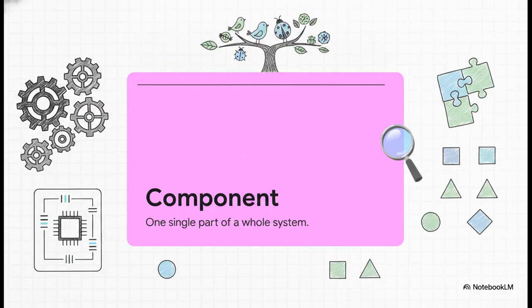Moving right along to question 2, which asks for the definition of a component. In the wild, an ecosystem is made up of individual organisms, right? Well, in our technological ecosystem, a component is simply one single part of a whole system. Every single circuit relies on these specific, crucial pieces working in total harmony to function properly.